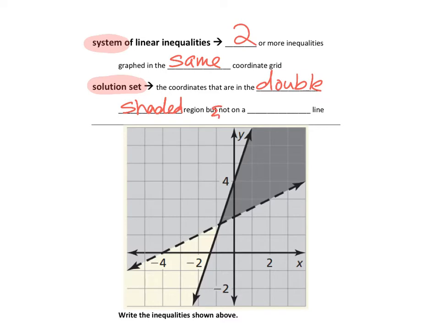But still not on what kind of line? Dash. Yeah, we still cannot have it on a dashed line. Okay, so it's basically, we're taking what we did last class, which was graphing lines and coloring. We're just going to do it twice at one time, and we're looking for our solutions to be where that double shaded region is, where the shading overlaps.